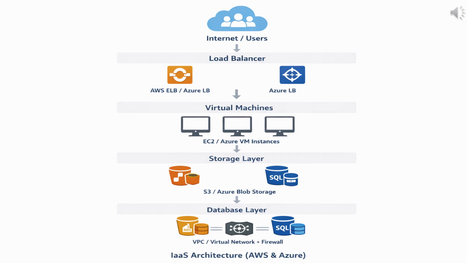Step 5. Database layer. Then comes the database layer. Examples include Amazon RDS and Azure SQL Database. Real-time example. User data such as usernames, passwords, orders, and transactions are stored in databases. Step 6. Networking and security. Finally, everything is protected using networking and security. Examples include Amazon VPC and Azure Virtual Network. Real-time example. Firewalls and security rules protect systems from unauthorized access, similar to security in an office building.